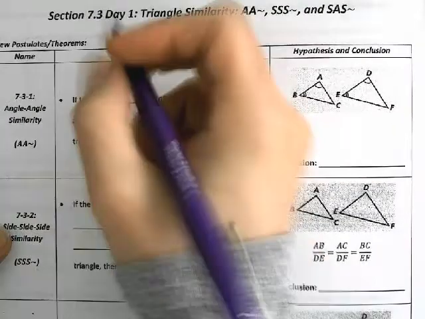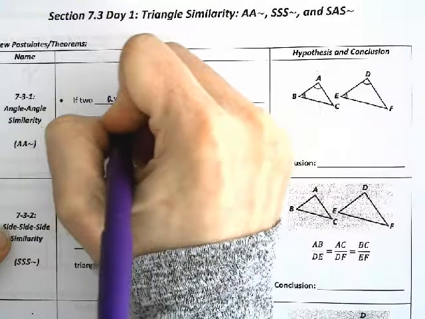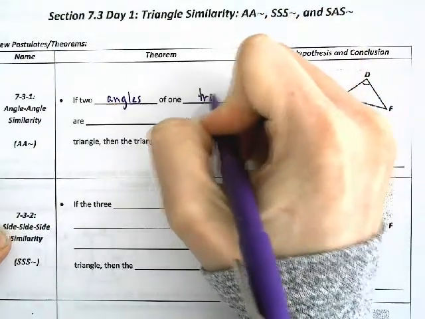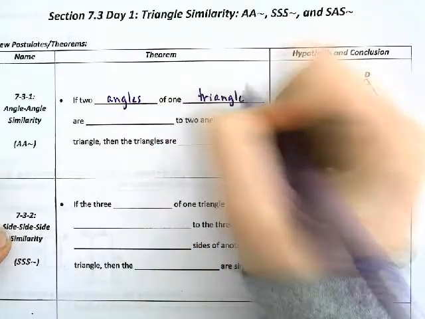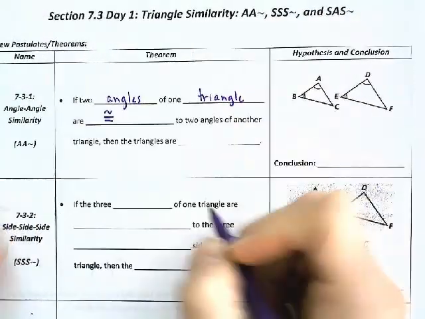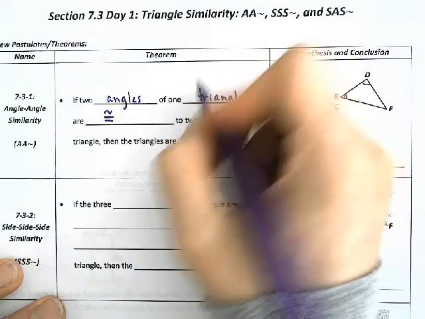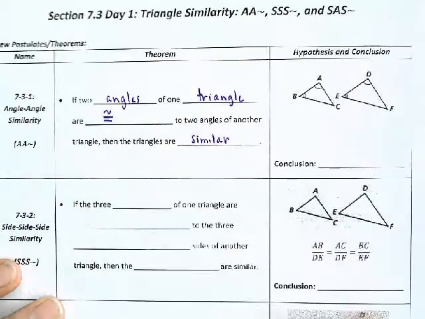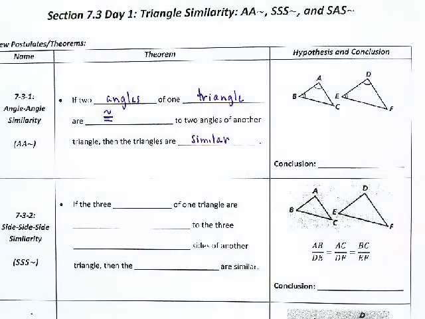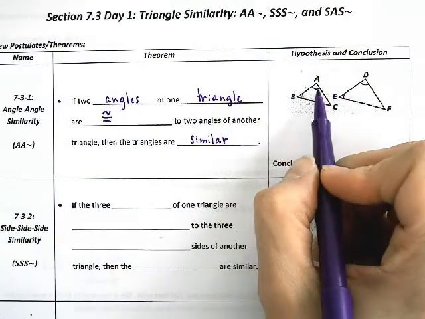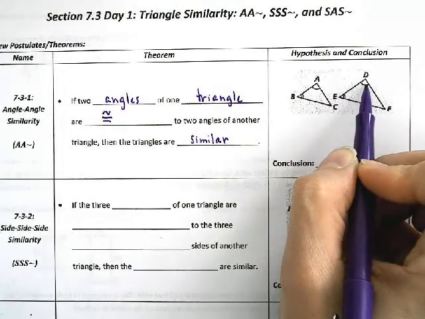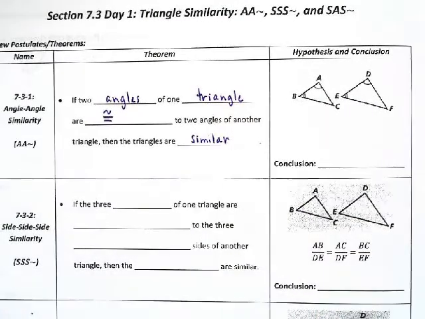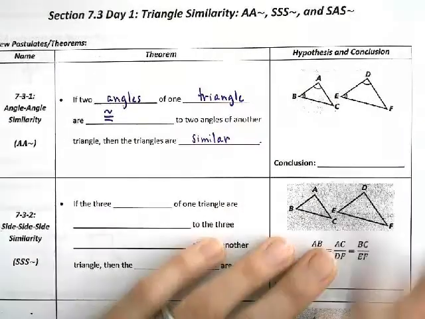And what this says is that if two angles of one triangle are congruent to two angles of another triangle, then the triangles are similar. So this is actually a whole lot less work. If we can look at two triangles, for example here, and we know that angle A is congruent to D, angle B is congruent to E, then right away we can say those two triangles are similar.